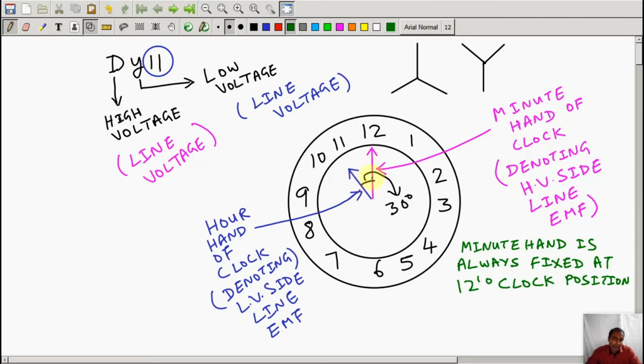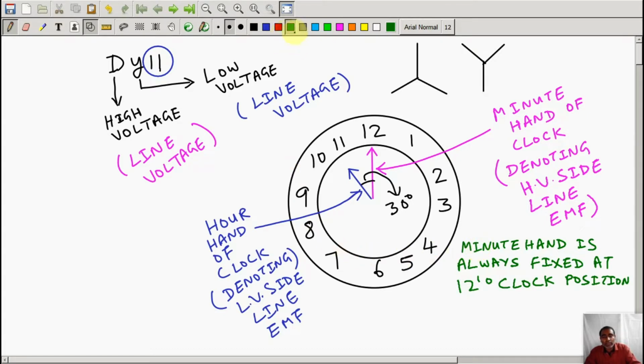Now there is a simple correlation. If you figure it out, the minute hand is longer in length, so it is denoting the high voltage side line EMF. On the other hand, the hour hand is shorter in length, so it is denoting the line voltage of the LV side, that means the low voltage side. And one particular thing we should not forget is that the minute hand is always fixed to the 12 o'clock position.